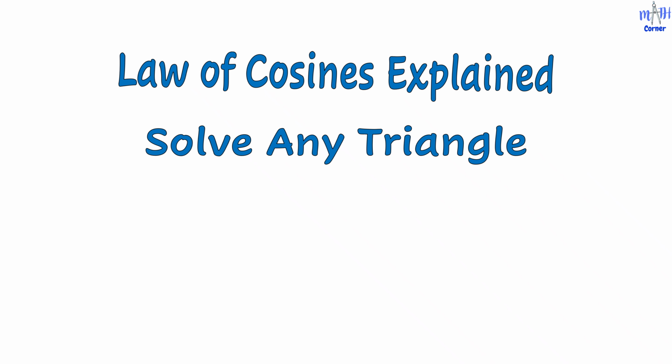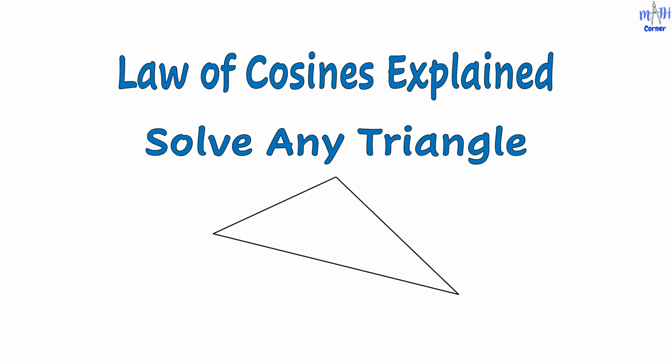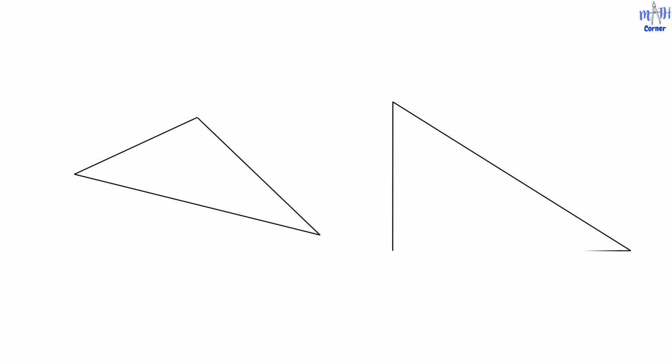In this video, we will explain the law of cosines and how it helps you solve triangles. Let's begin. We use the law of cosines for oblique triangles, or triangles that do not have a 90-degree angle. There are three versions of the formula, depending on which side you're trying to find.